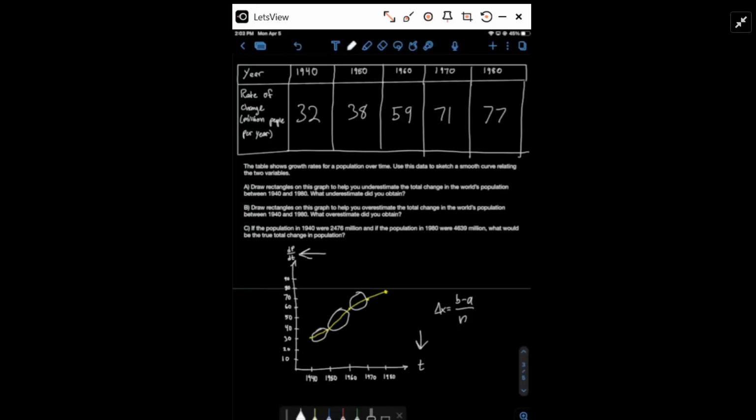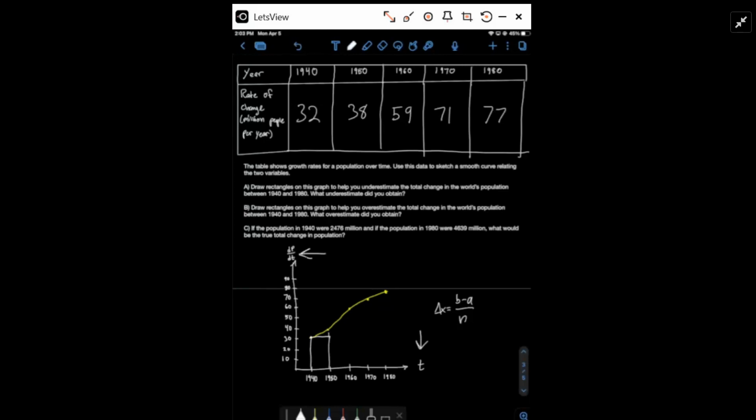So the second part of the question asks us to draw rectangles on this graph to help underestimate the total change in the world's population between 1940 and 1980. So the way we're going to do that is we're going to draw four rectangles underneath this curve and estimate the total area. So if we want to underestimate the total change, we're going to start from the left-hand side of the curve, draw a rectangle over to the next decade, and then complete the rectangle like this.